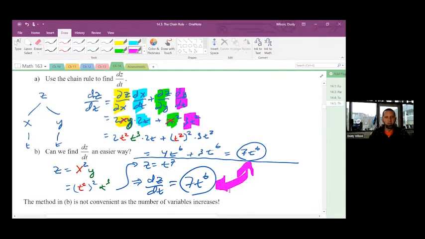You might say, why would we do it with method A instead of method B? It's that the method in B is not convenient as the number of variables increases. And so we need to know the more powerful technique for the more complicated questions. We'll also need it for a proof that comes in multivariable calculus.